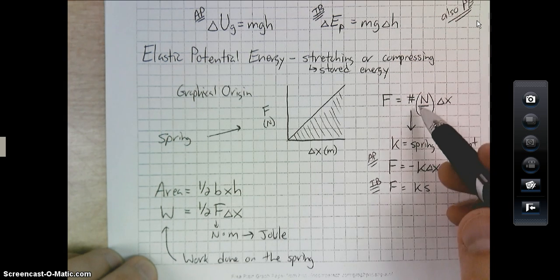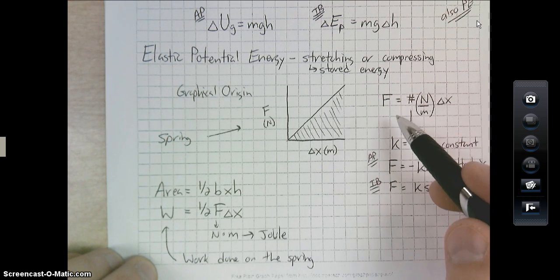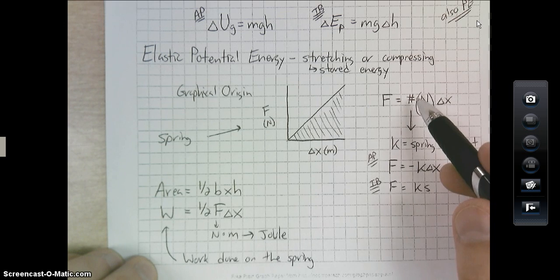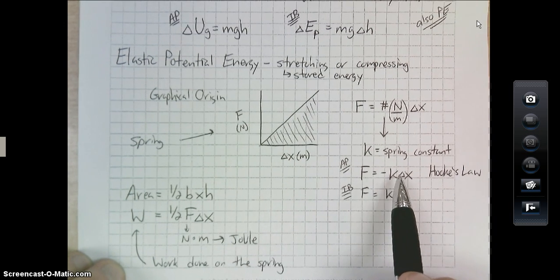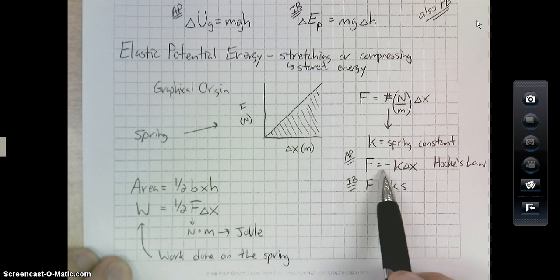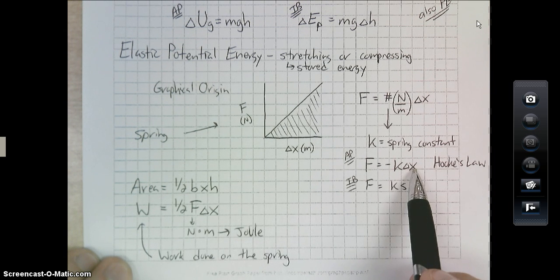Okay, now this particular relationship, F equals K times delta X, this is known as Hooke's law. Let me get this in there. Okay, so F is negative K delta X.